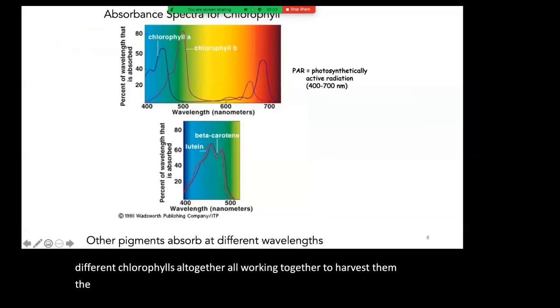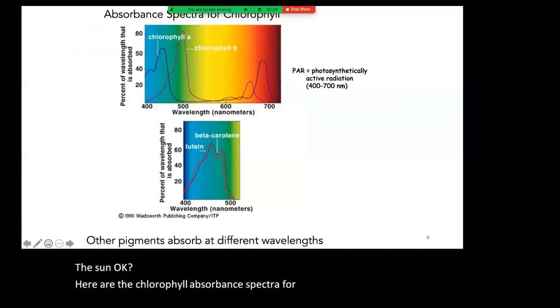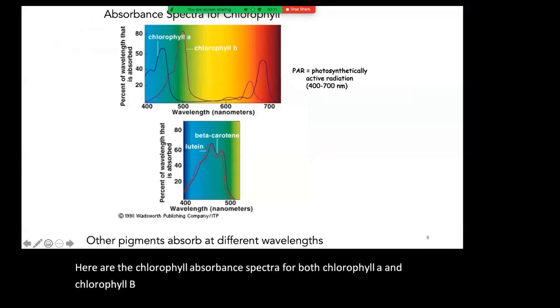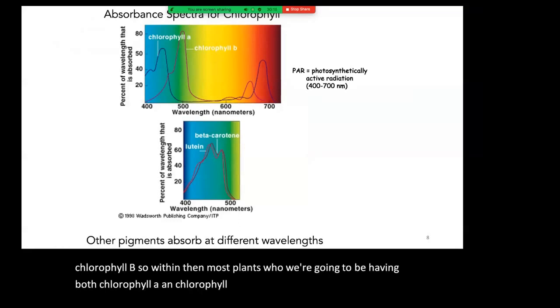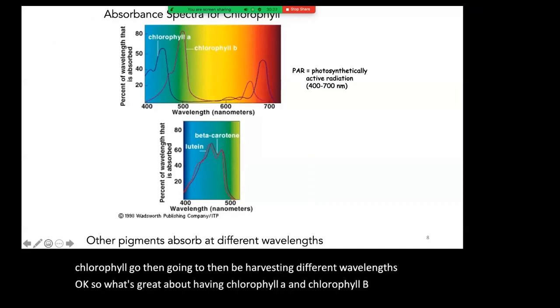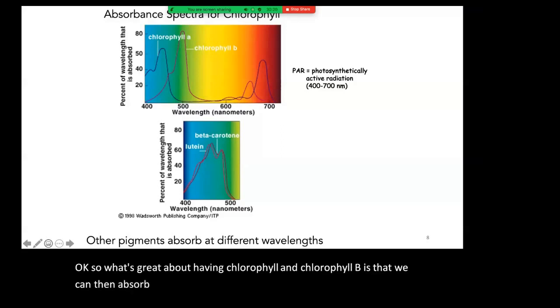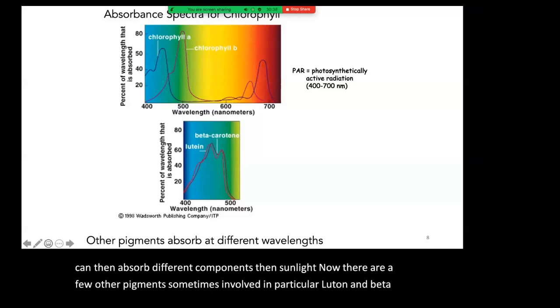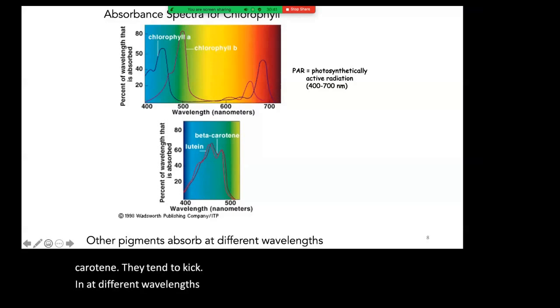So here are the chlorophyll absorbance spectra for both chlorophyll A and chlorophyll B. Within most plants, we're going to have both chlorophyll A and chlorophyll B. And notice chlorophyll A and chlorophyll B are going to be harvesting different wavelengths. So what's great about having chlorophyll A and chlorophyll B is that we can absorb different components of sunlight. Now there are a few other pigments sometimes involved, in particular lutein and beta carotene. They tend to kick in at different wavelengths in terms of their importance.